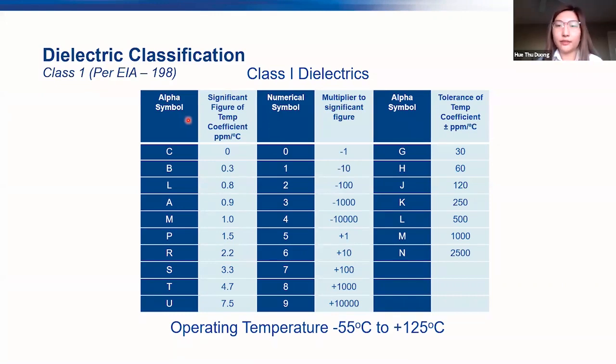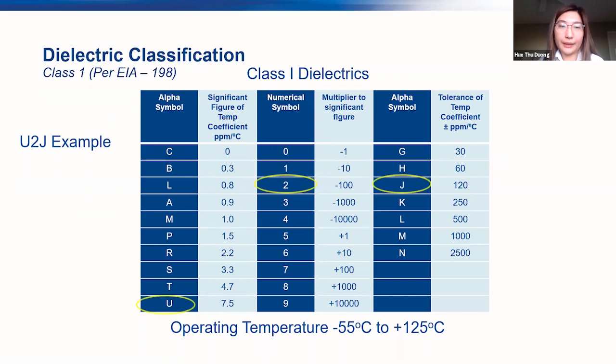The first character will define the significant figure of the temperature coefficient. The second character will define the multiplier of that significant figure. And the third character will define the tolerance of the temperature coefficient. So for example, for C0G, you would multiply 0 with 0 times -1, which will give you 0, plus or minus 30 parts per million per degree C, which will give you 0.3% at 125 degrees C.